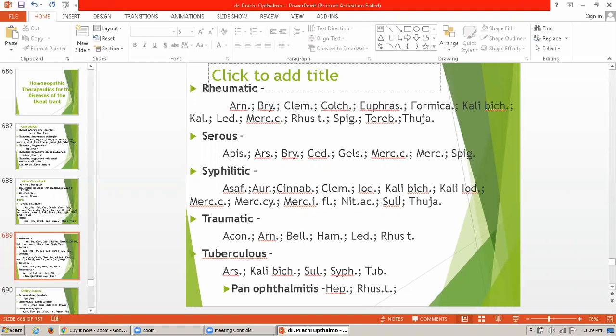When iritis is due to trauma, then aconite napellus, arnica montana, belladonna, hamamelis, ledum palustre, and rhus tox can be used. And when iritis is of tuberculous origin, then arsenic album, kali bichromicum, sulfur, symphytum, tuberculinum is useful. And when there is panophthalmitis, then hepar sulph and rhus tox can be used.